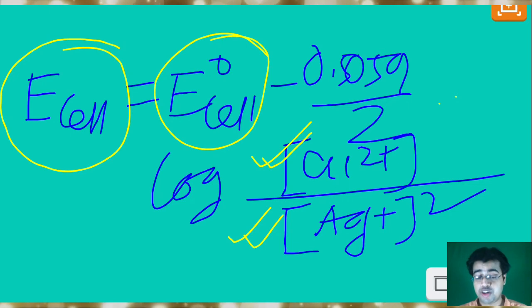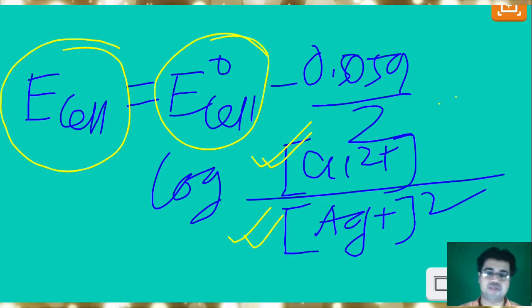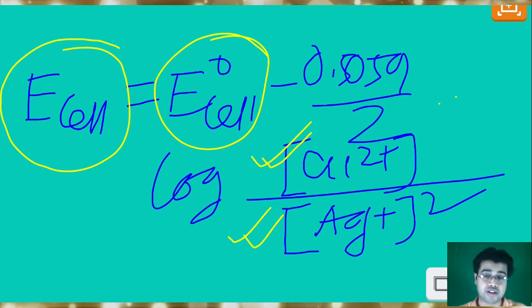And another thing you have to keep in mind: for solid metal or pure metal like silver, like copper, the concentration value is normally taken as 1.